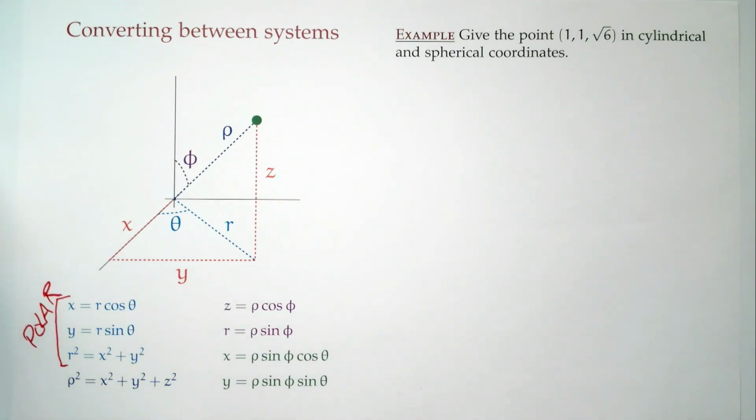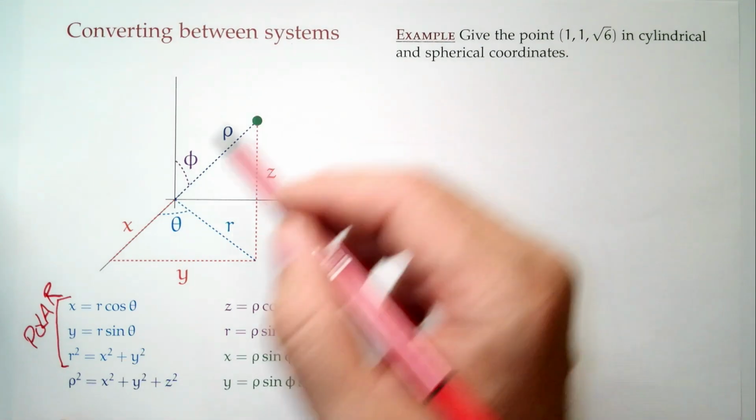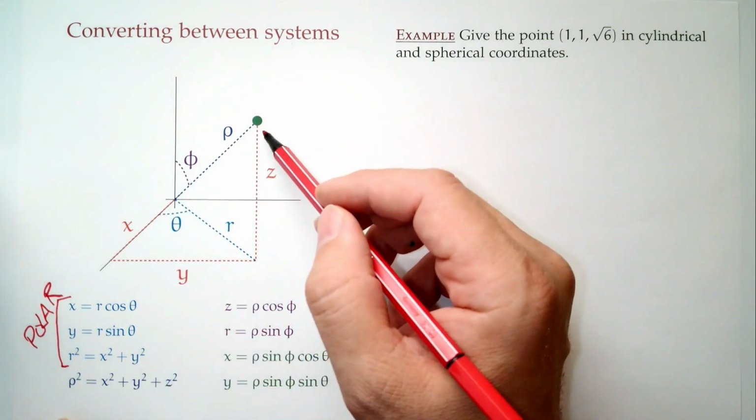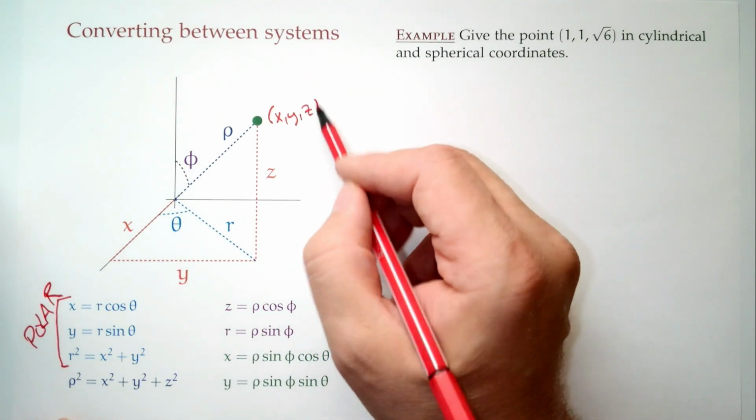That's pretty simple. Now the next one, rho squared equals x squared plus y squared plus z squared. Well, again, here's our point. We can describe it in terms of x, y, and z. So this is our point, if I label it using the Cartesian coordinates x, y, z.